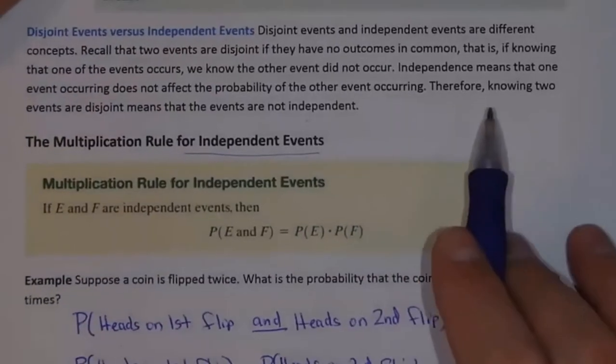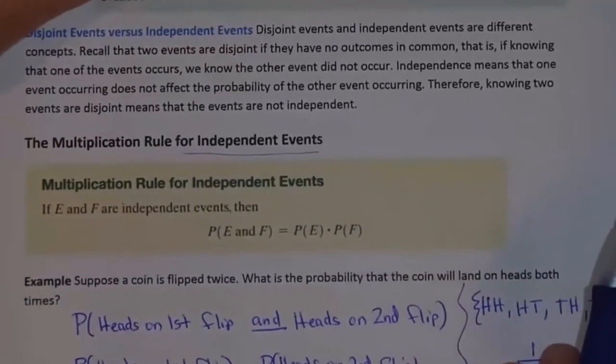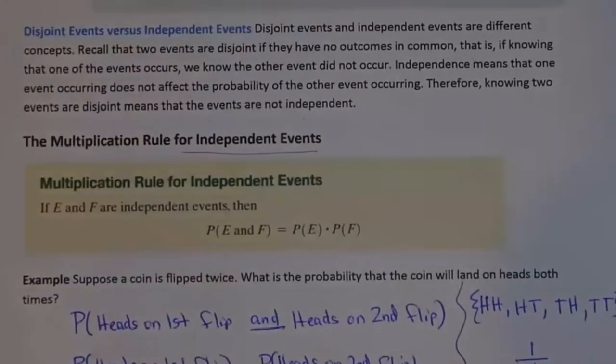That's not really the point, though, that I'm trying to make. The point that I want you to go away with is, first of all, make sure you're paying attention that there is a difference. Disjoint, they can't happen at the same time. Independent, one doesn't affect the other. And when I say affect, I mean the probability.